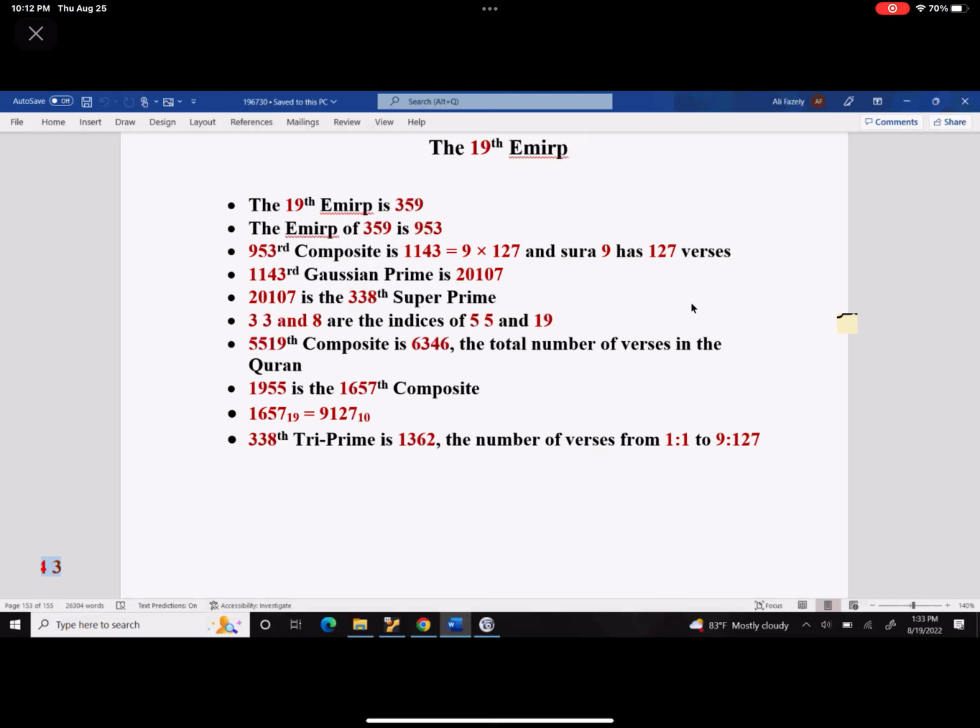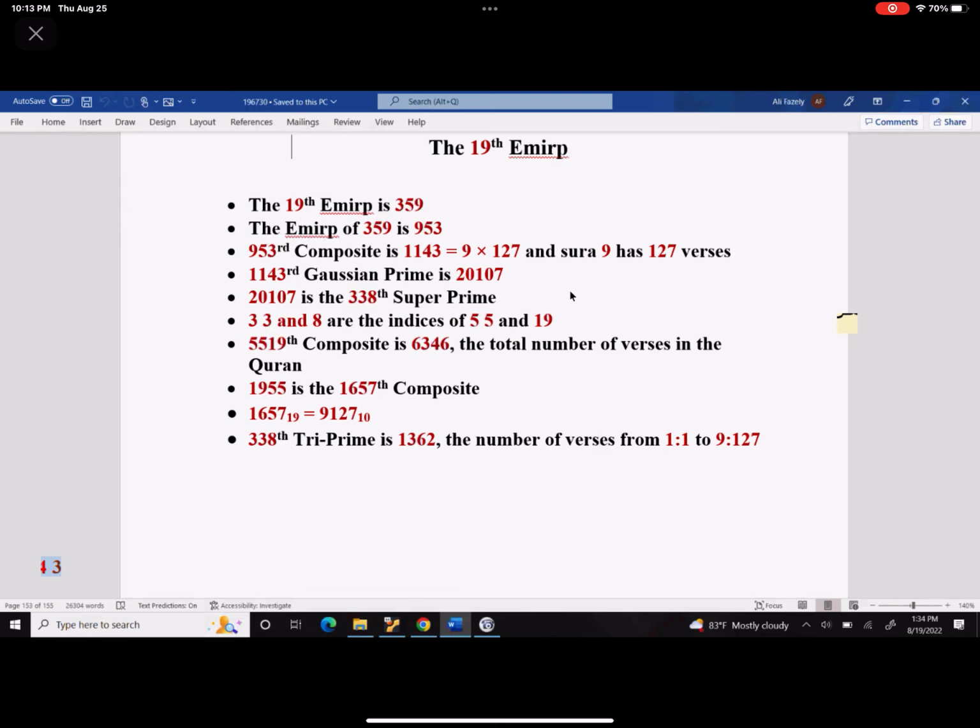1143rd Gaussian prime is 20107. But this 20107 also happens to be a super prime. That means that this index is a prime number, and then the index of that prime is 338. So it becomes a super prime. And so it happens to be the 338 super prime, and 3, 3, and 8 are the indices of 5, 5, and 19.